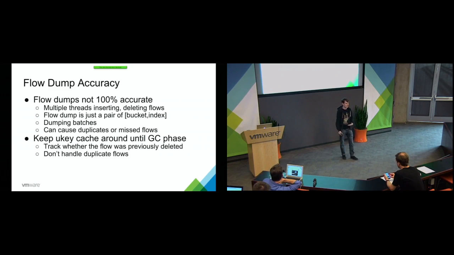So this is an assumption that we work with. The way we work around that in user space is we create the UKey cache at the start of the dump phase, and then we'll keep that around until the sweep phase. So if different threads end up handling the same flow, then they'll be able to recognize that flow was already handled.